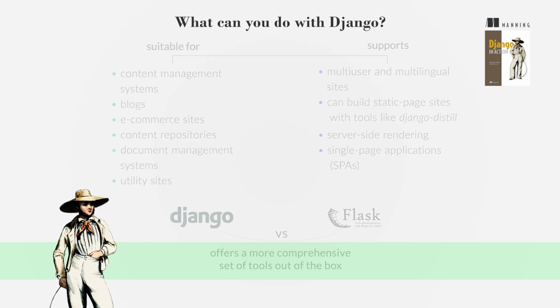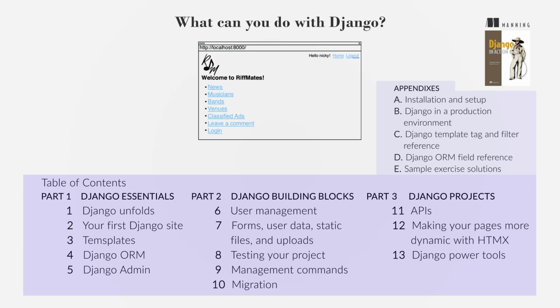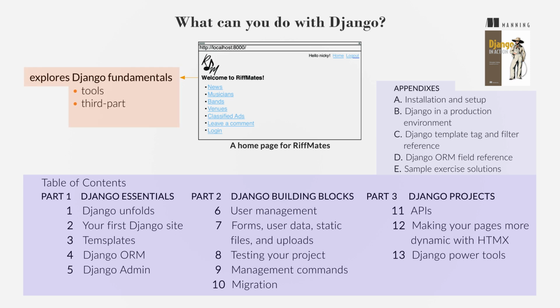To help you learn Django, the book introduces Riffmates, a musician-seeking musician's personal site. This project explores fundamental Django components, including tools and third-party libraries, offering hands-on practice in constructing Django applications.